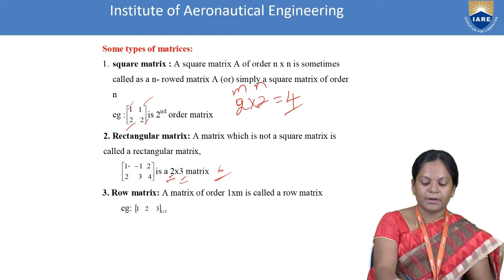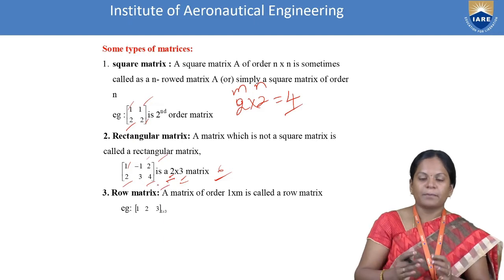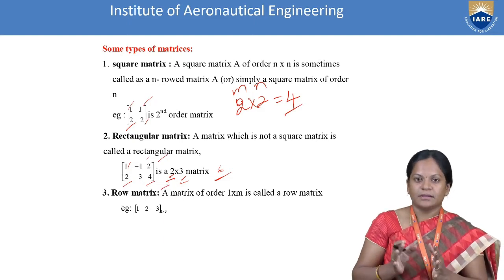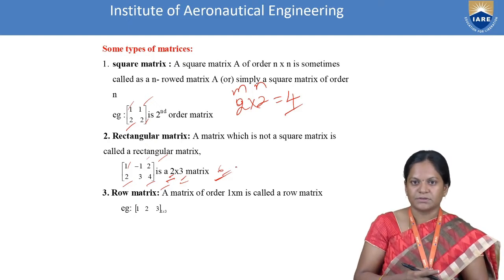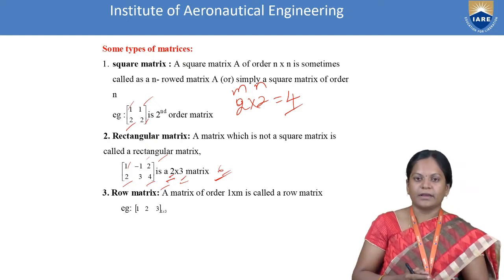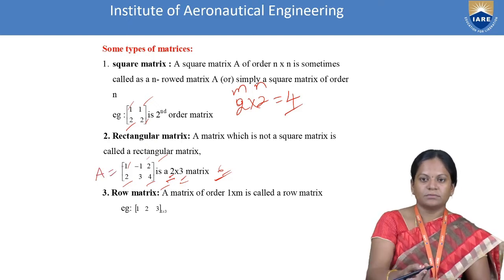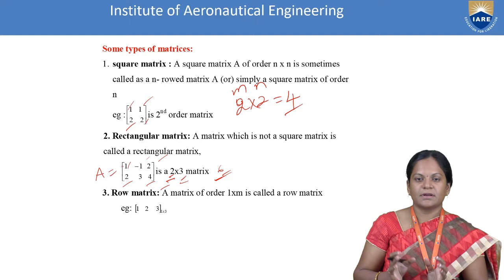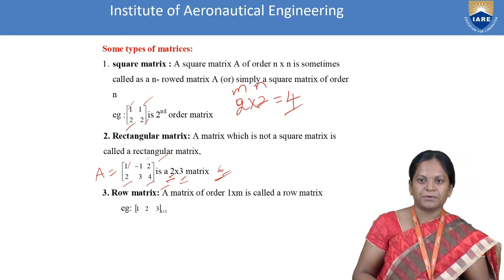I am arranging 1, minus 1, 2, and in the second row I am taking 2, 3, 4. So I am arranging 2 rows and 3 columns. In total we have 6 elements or 6 numbers. Always we indicate a matrix with capital letters, capital alphabets. Generally I am taking A. A is nothing but a matrix of order m by n, which is either a square matrix or a rectangular matrix.